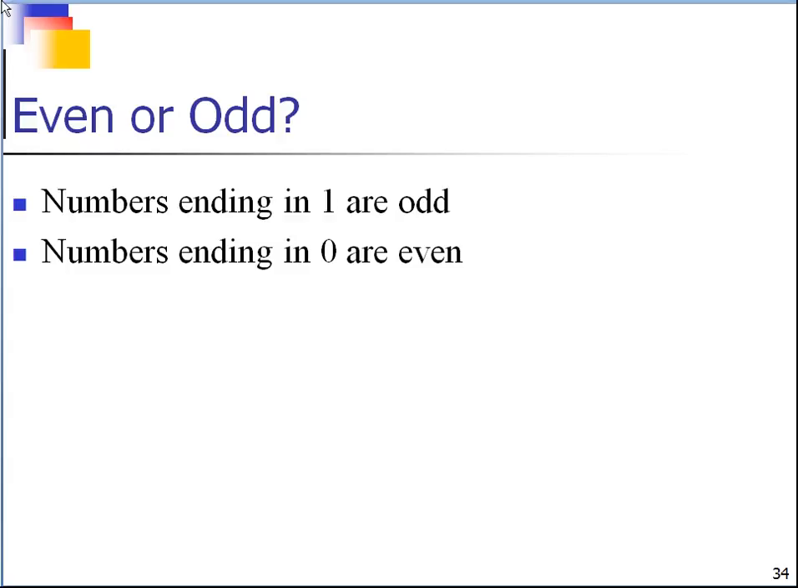So let's stop right here. When we come back, we'll do some math in binary.